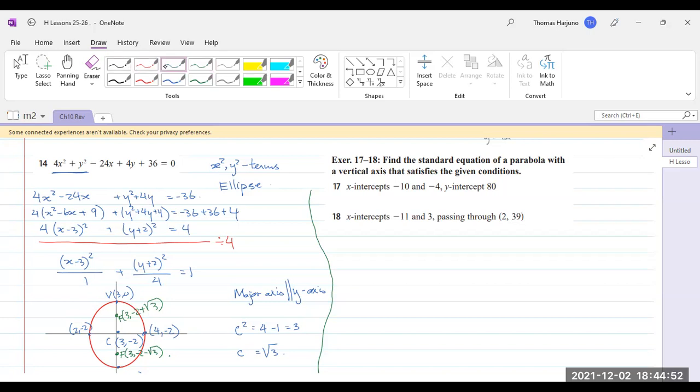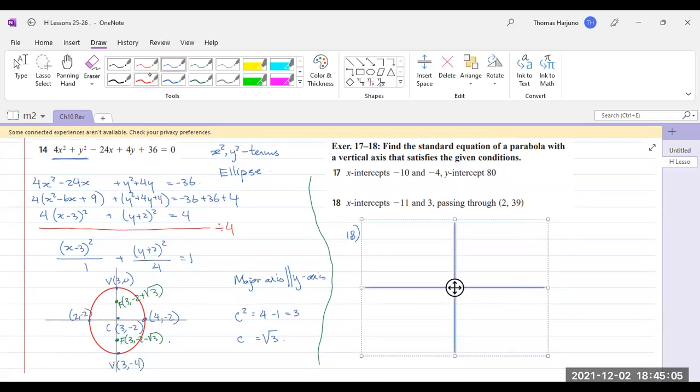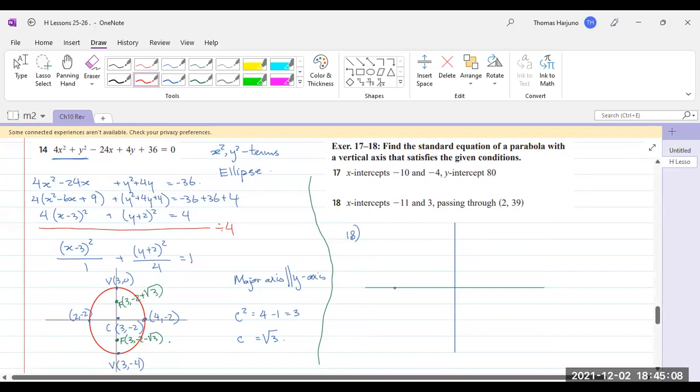Okay, let's do number 18. It's almost impossible to do this kind of problem without sketching the graph. So at least sketch that, okay? So that you know what you actually know. The x-intercepts are (-11, 0) and (3, 0), and it passes through (2, 39). So we can imagine that the parabola will be something like this, right?